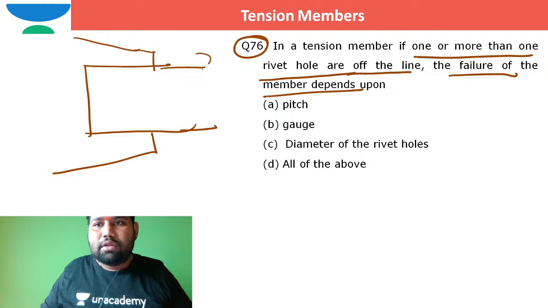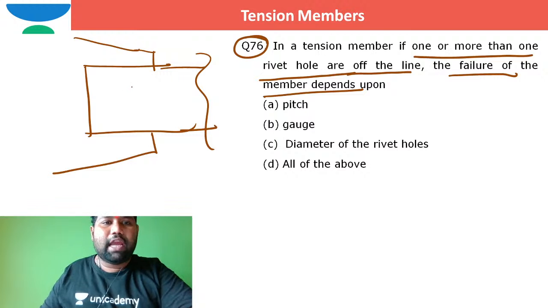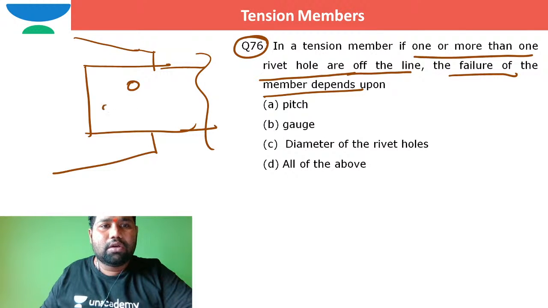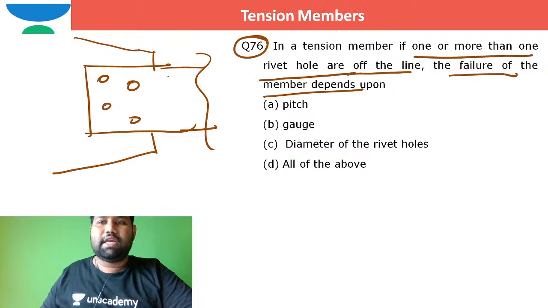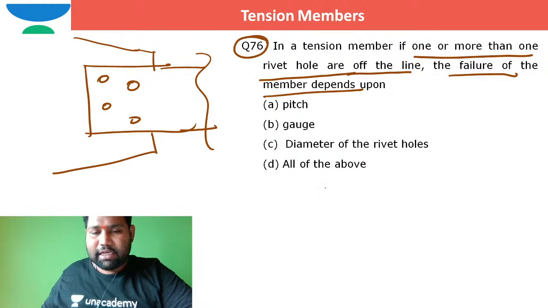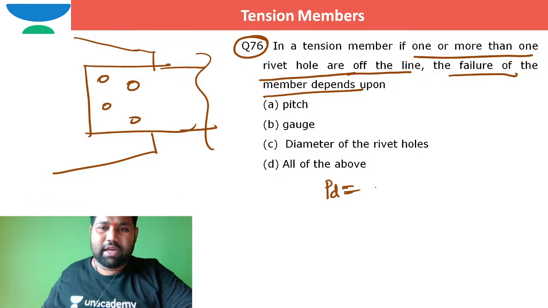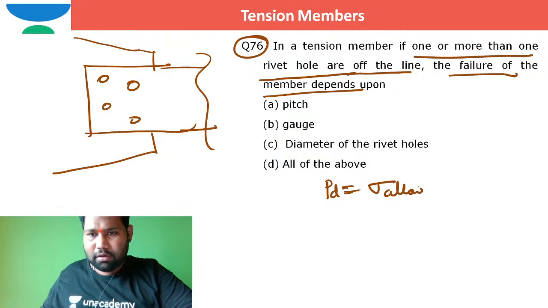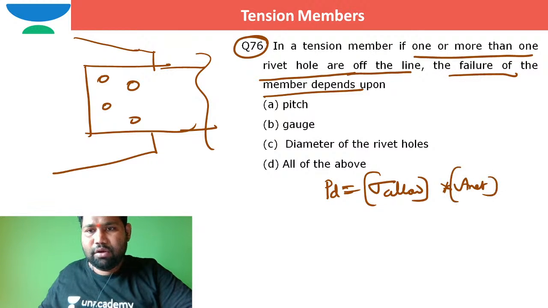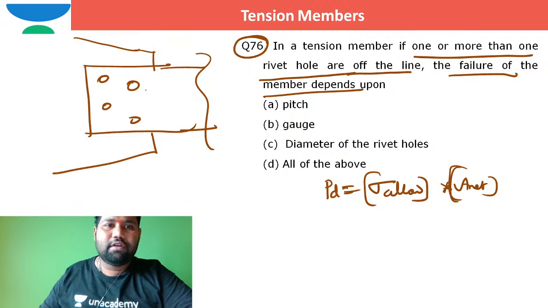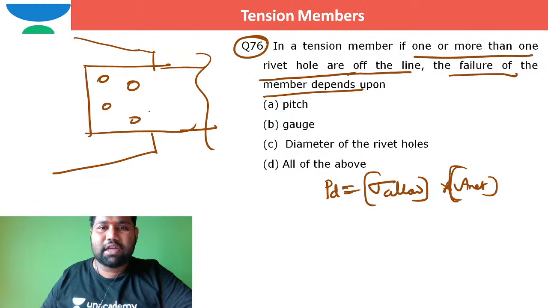And if there is more than one rivet hole, like maybe the rivet holes are 1, 2, 3, somehow like this, right? In this case the failure of the member depends on what? So you take the tensile strength P. That tensile strength is equal to, generally we can write allowable stress, maybe I can say sigma allowable into net area. Coming to this net area, in case of these rivets of zigzag variation or anything.